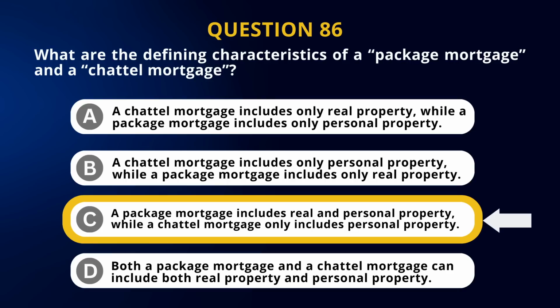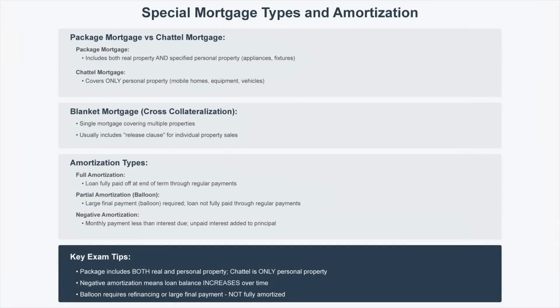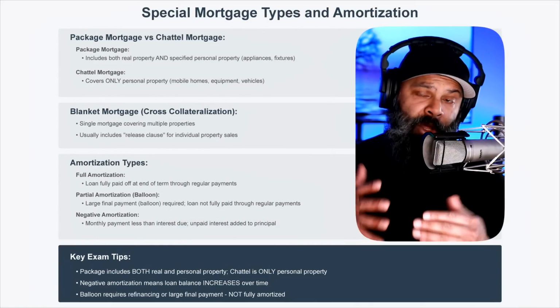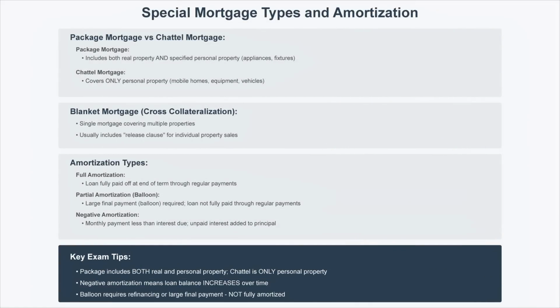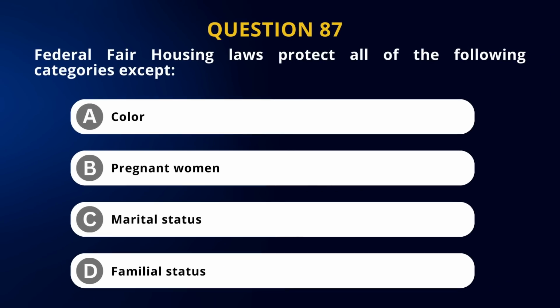You definitely want to know the different types of mortgages, including things like package and chattel, cross-collateralization, blanket mortgages, full amortization, partial amortization. These are all phrases that are very common on these types of exams, so make sure you study them. Question number 87.